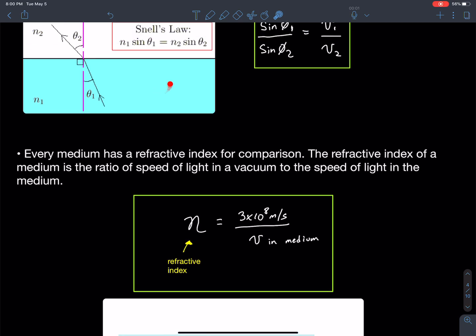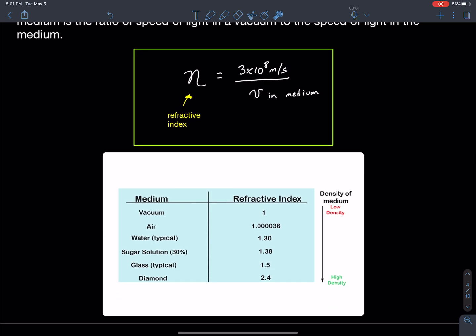So light in this medium, in water, actually travels slower than the speed of light, okay? That's because the light is interacting with molecules in the medium, the electric fields of the molecules, and it gets slowed down, all right? So we've classified all materials with something called a refractive index, and that tells us the change in speed in that medium. So 3 times 10 to the 8 meters per second divided by the speed gives me a number, okay? And here's a table showing the refractive index of different materials.